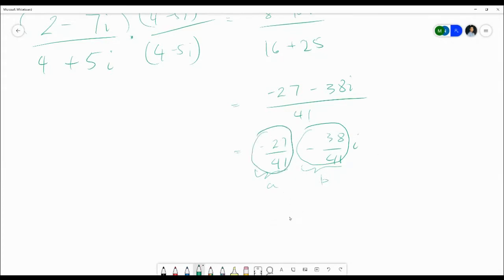So this means that your x and y value, when you're trying to graph this, negative 27 over 41, negative 38 over 41, which means it's in quadrant 3. Oh, okay, I see what you mean. I thought that a plus bi form always has to be a plus. You're writing it as a minus bi? That doesn't matter, because you can plus a negative number. That's the same thing. Yes, sir. Okay.